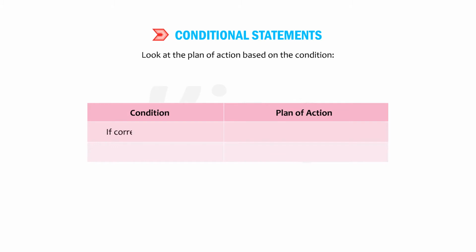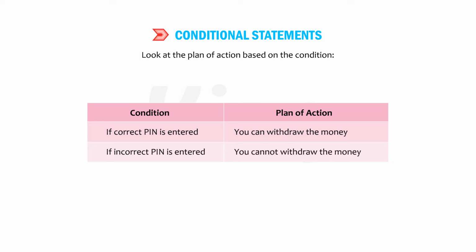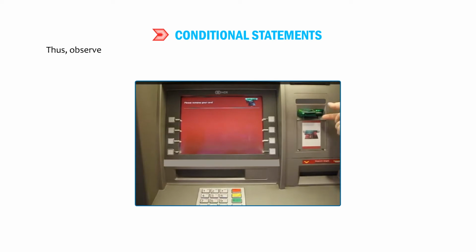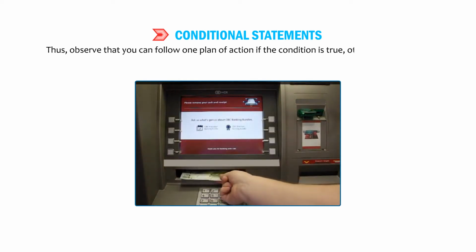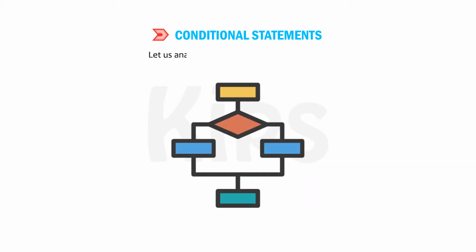Condition: if correct PIN is entered. Plan of action: you can withdraw the money. Condition: if incorrect PIN is entered. Plan of action: you cannot withdraw the money. Thus, observe that you can follow one plan of action if the condition is true, otherwise the other plan of action is followed. Let us analyze it with the help of a flow chart.